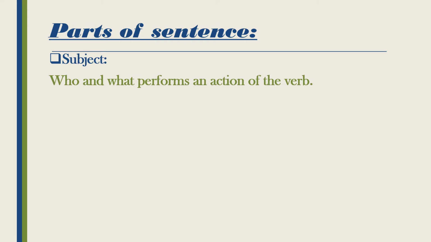Before we start active passive voice, first of all we should know about the parts of a sentence. Actually there are three parts of a sentence. The first one is subject. And what is subject? The person or thing who performs an action. For example, you clean your teeth. Here in this sentence, you is performing an action, so the subject is you.